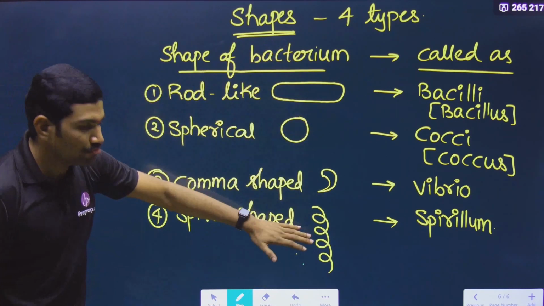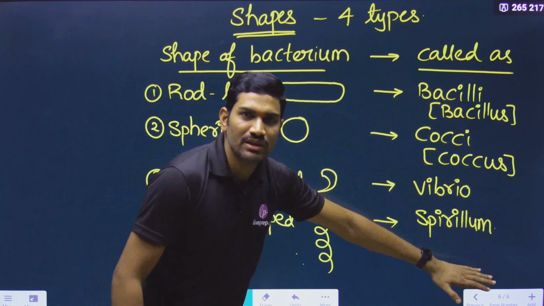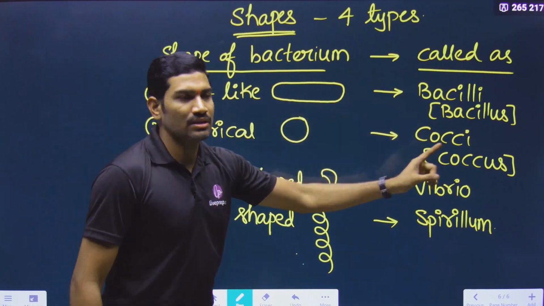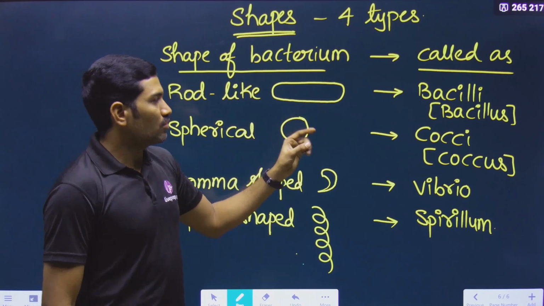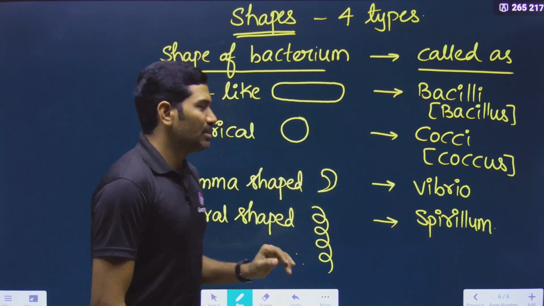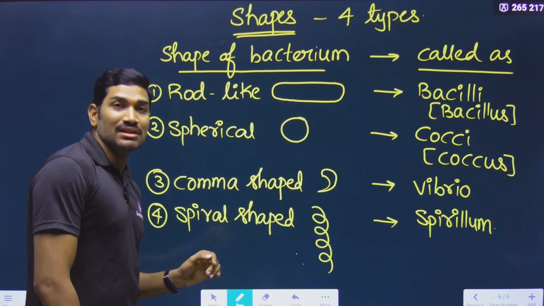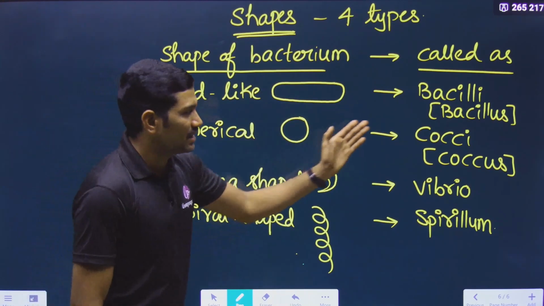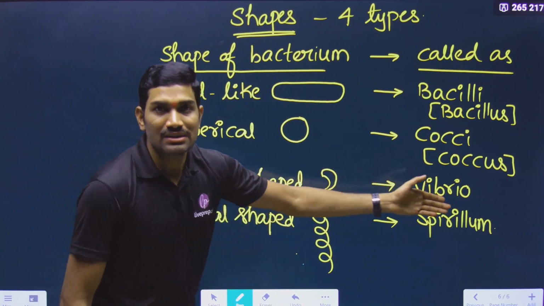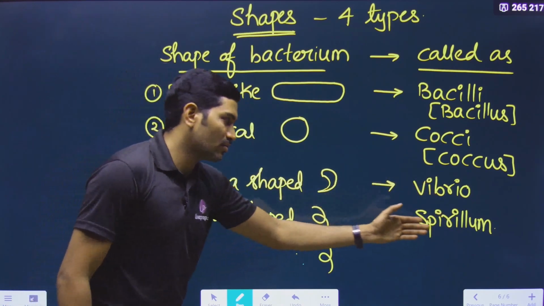Based on the shape of bacterium, different names were given. So now this information, directly they may ask that, so rod-like bacterium is called as, anyhow four types we are studying, four options you can get. So directly they may ask this. So what will be the answer? Bacillus. And the spherical shaped bacteria are called coccus, whereas comma shaped bacteria are called vibrio, and spiral shaped bacteria are called spirillum.